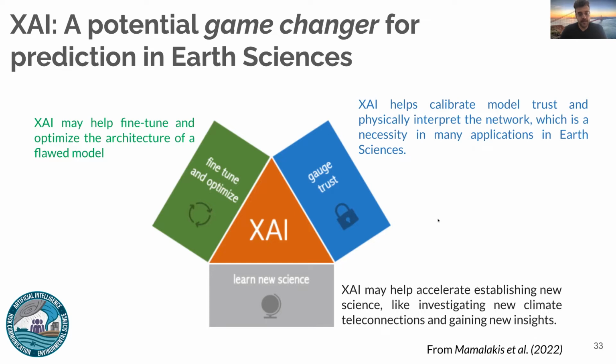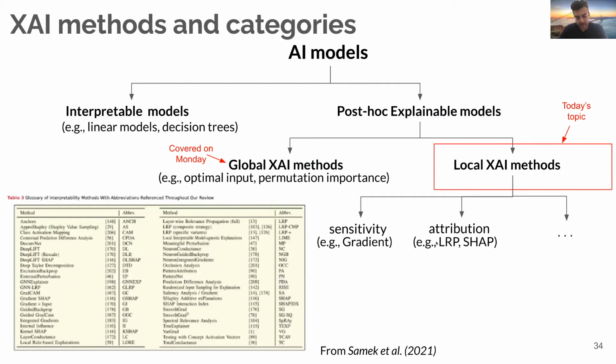better model. And lastly, XAI can help us learn new science. So we are in a prediction task where we don't know what to expect in terms of attribution. Based on those tools, we can gain insight about what the network has learned, and this can potentially guide us to formulate new hypotheses that will eventually lead to us learning new science. So these are all the reasons, or some of the reasons at least, that we should be excited about these tools.